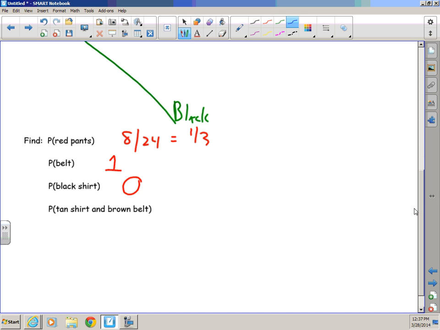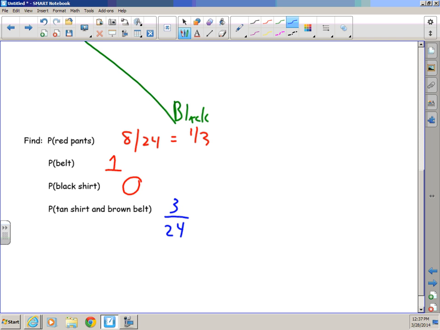Now, this last question is where the tree diagram could be helpful. I have a tan shirt and a brown belt. Well, there are only 3 outcomes with a tan shirt and a brown belt. One with the blue pants, one with the red pants, one with the black pants.